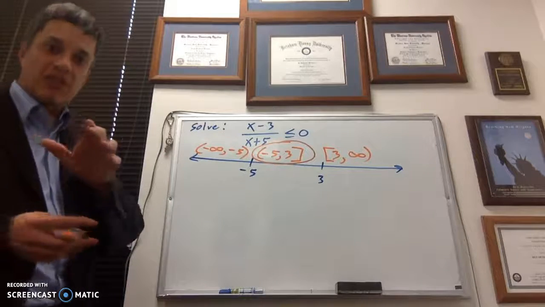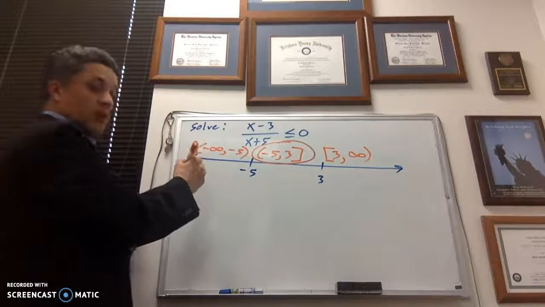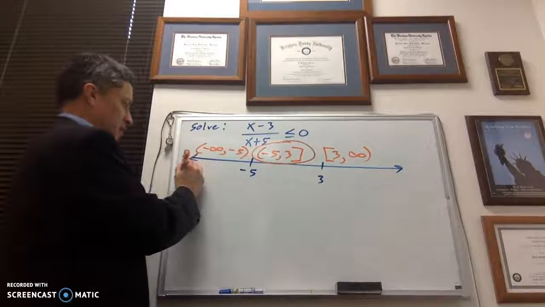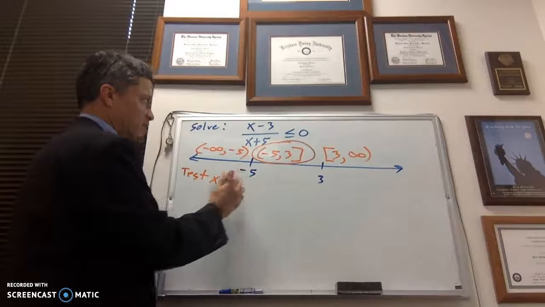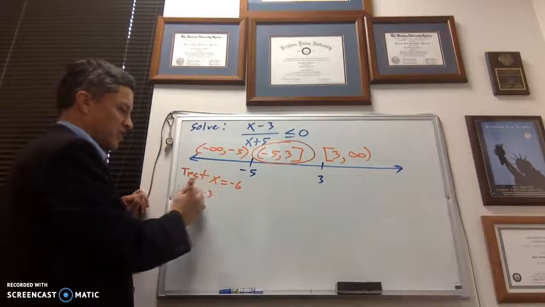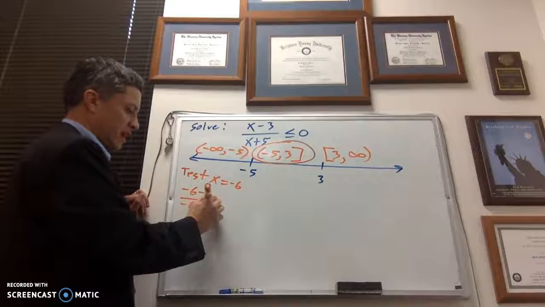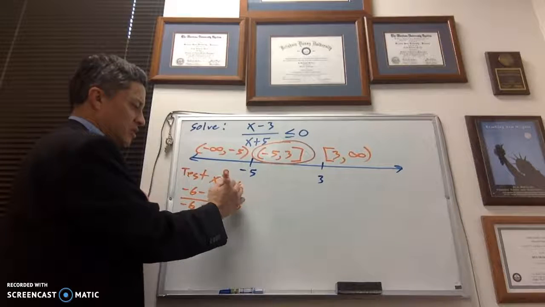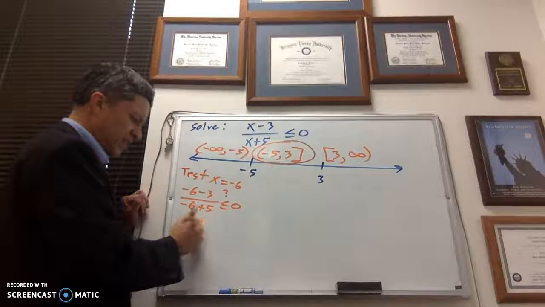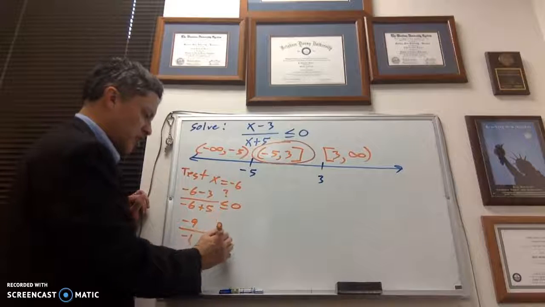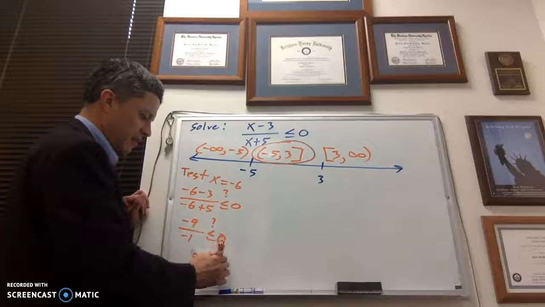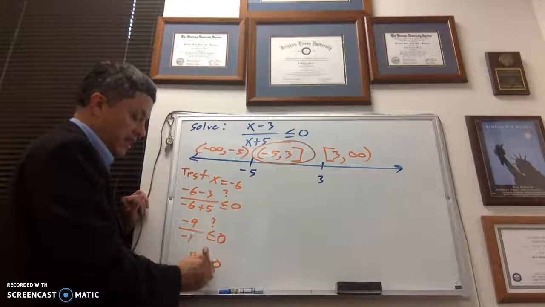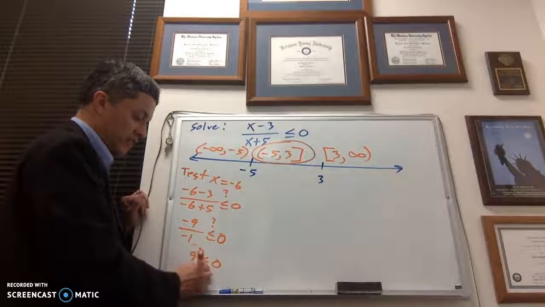Now, if you skeptics out there, this is for you. Go ahead and do it the long way. Oh, this is going to be painful for me. We'll test x equals negative 6. So negative 6 minus 3 over negative 6 plus 5, is that less than or equal to 0? Well, that's negative 9 over a negative 1. A negative divided by a negative is a positive. That's 9. 9 is not less than or equal to 0, so that's false.